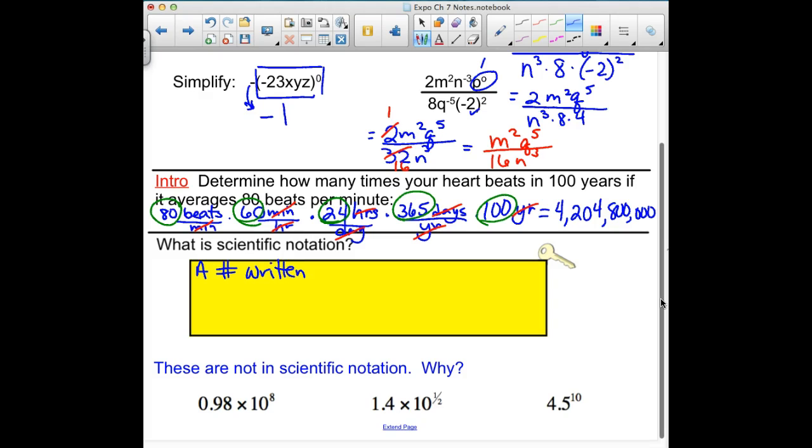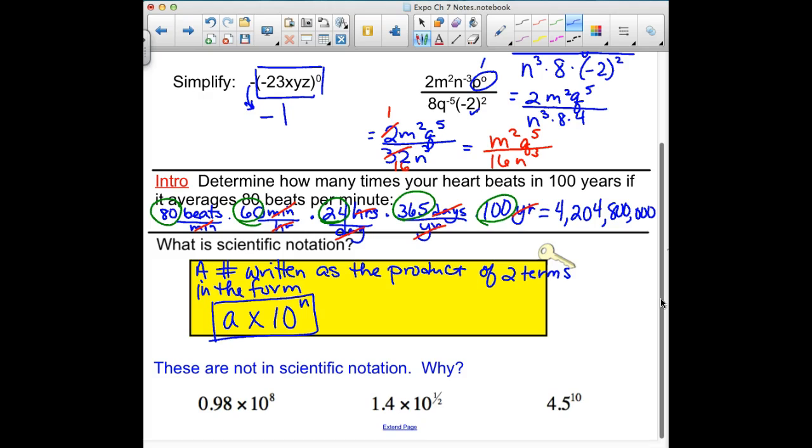A number written as a product of two numbers. Product means that we are multiplying. I'll say two terms. And our form is a times 10 to a power. All right, that is the basic form for scientific notation.